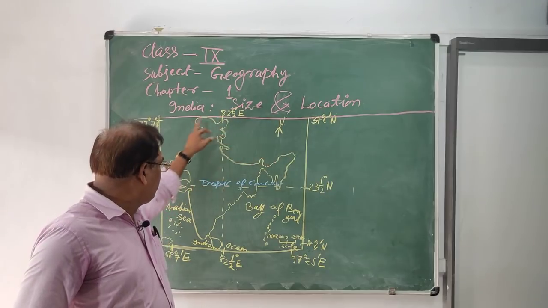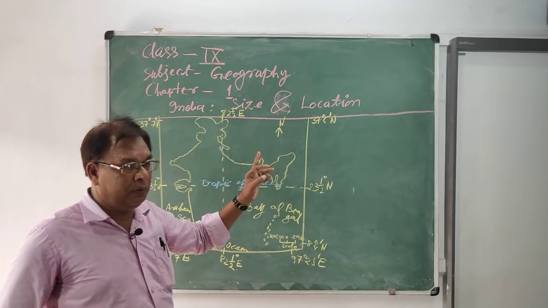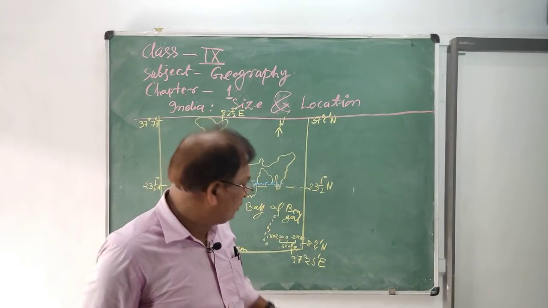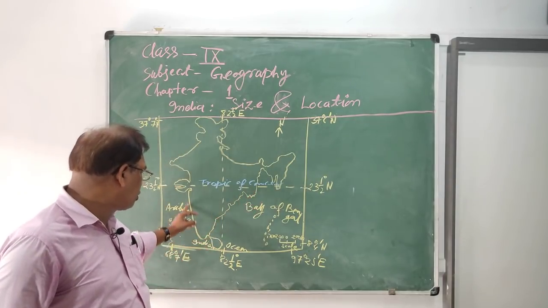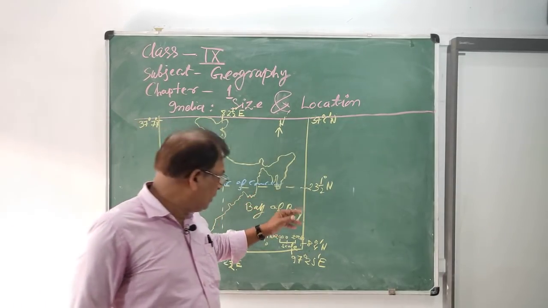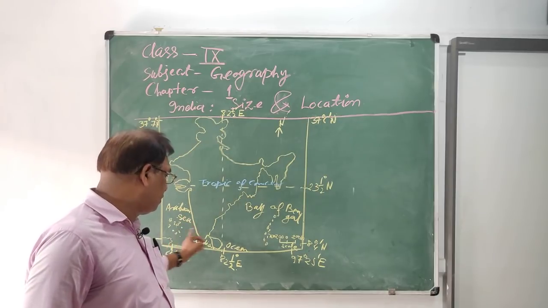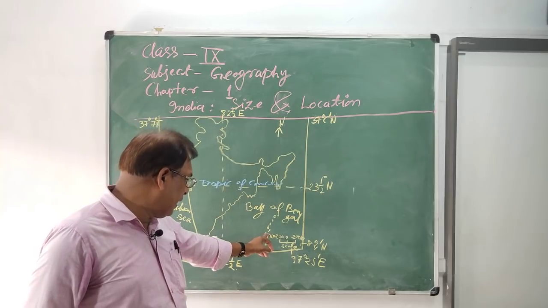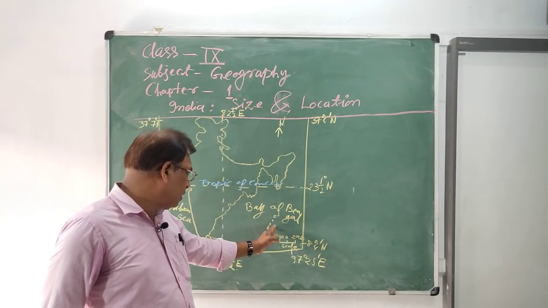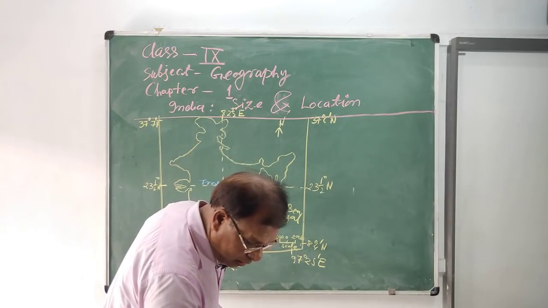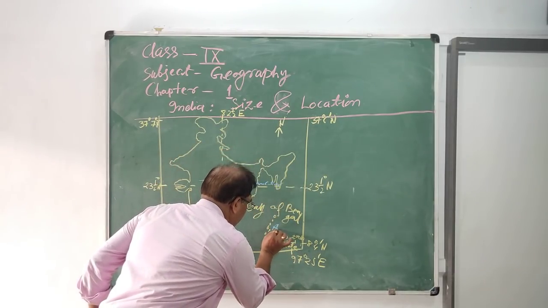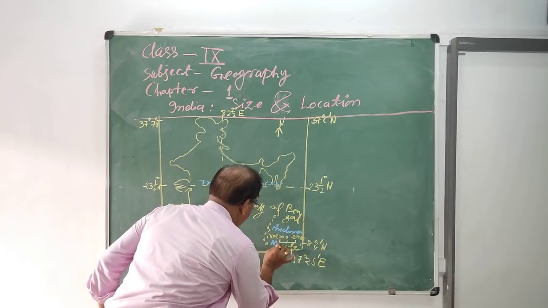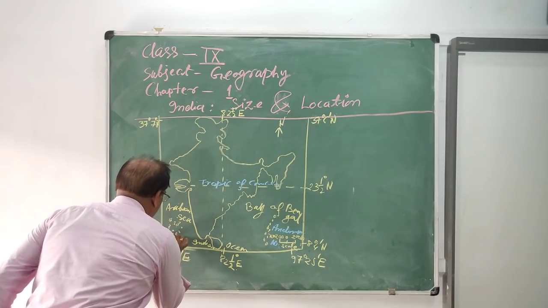The total length of the land boundary of India is 15,200 kilometers, as well as the coastline boundaries. And the southern coastline boundaries include the island groups. Two island groups I have also marked. Andaman and Nicobar Islands here. Andaman and Nicobar. Here Lakshadweep.